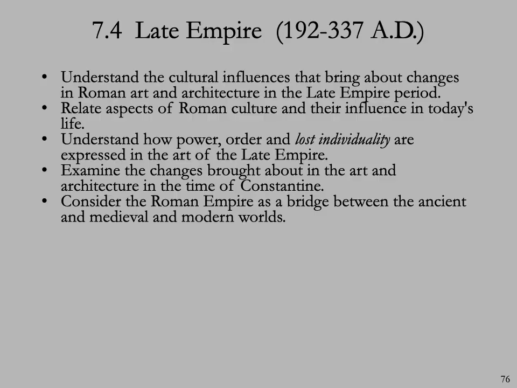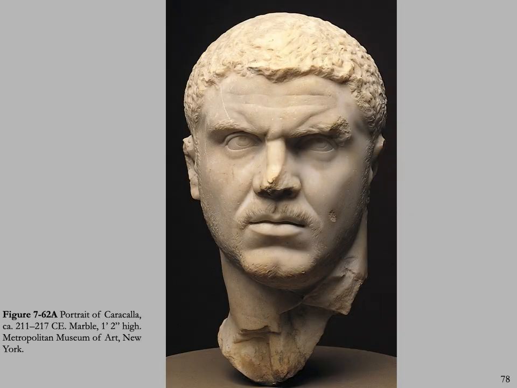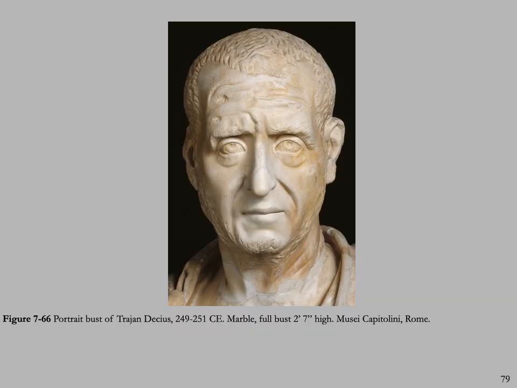Okay, after the Antonine dynasty, we have the Severans that take rule. And these rulers were notably not as successful, and many historians see this dynasty as the beginning of the fall of the Roman Empire. So here we see a couple rulers' portraits. I'll show you one. This is Caracalla, and then the second here is Trajan Decius.